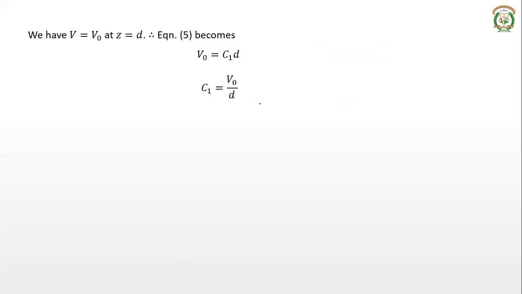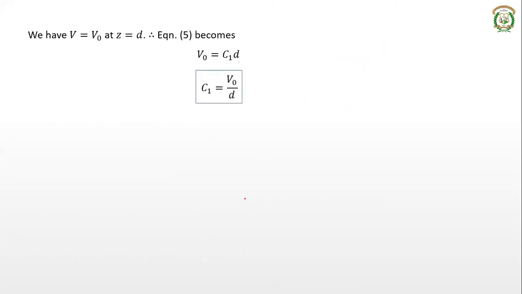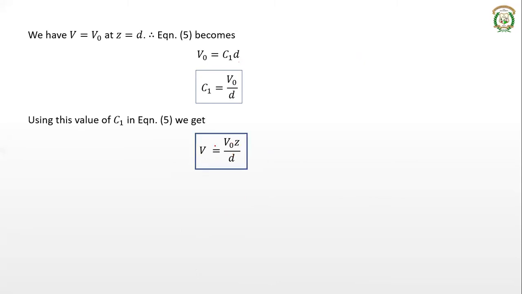If you substitute this in equation number 4, with C1 as V0 divided by D and C2 as 0, you get the expression for V. V will be equal to V0 divided by D into Z plus 0, and that 0 you can leave: V0 into Z divided by D. This is the equation for the potential at any point between the two plates of a parallel plate capacitor, where V0 is the potential at the upper plate, that is at Z is equal to D, Z is the distance where you are finding the potential, and D is the separation between the two plates.